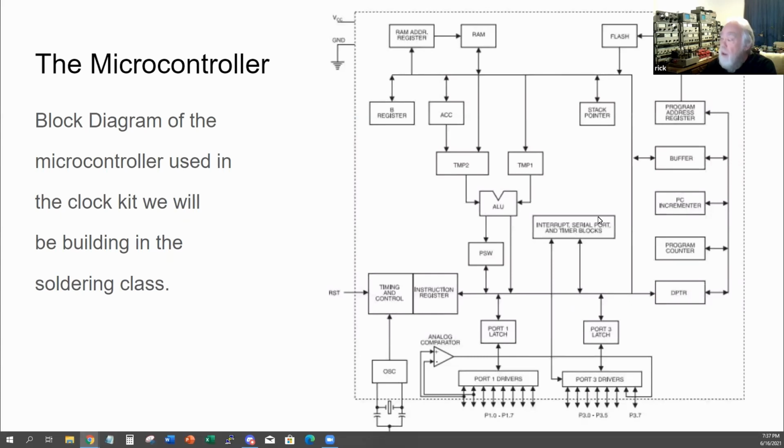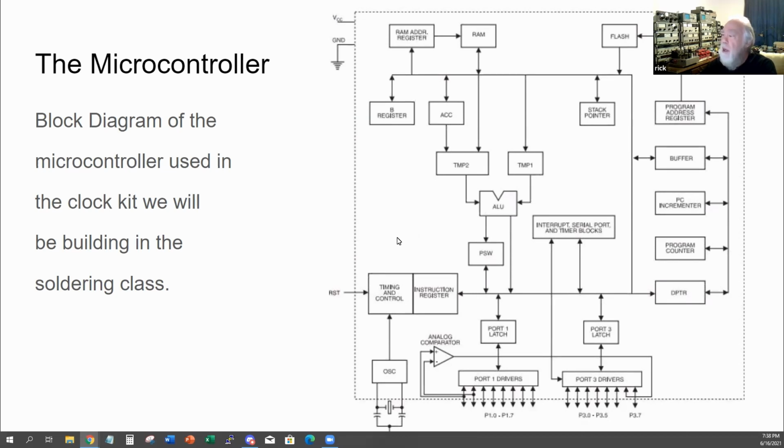Every time a new instruction is executed, this PC incrementer, the program counter incrementer, will address the next instruction and put that address in the program address register, so that when the control logic determines it's time to execute another instruction, it will bring that new instruction down, and the cycle repeats over and over again. That's basically how any von Neumann computer works.